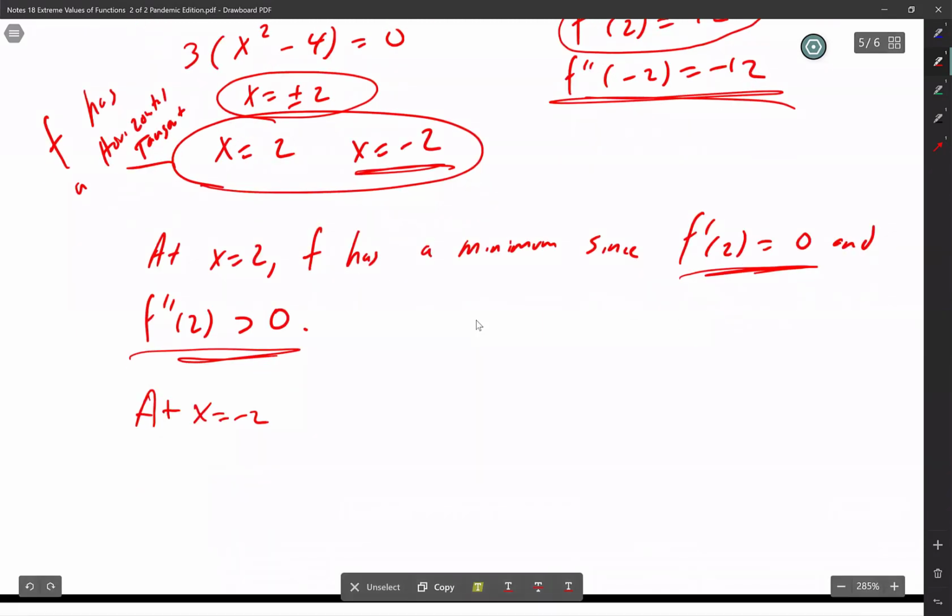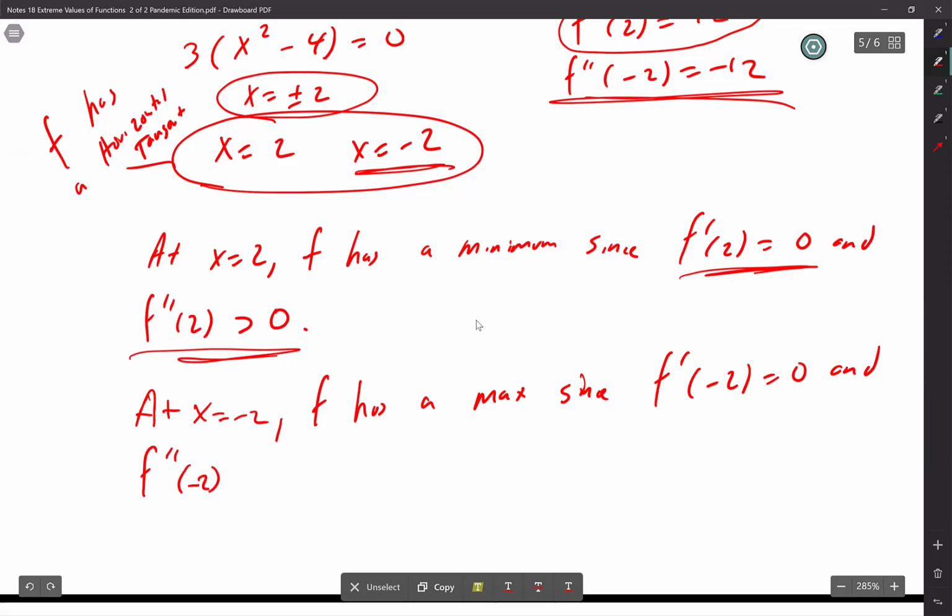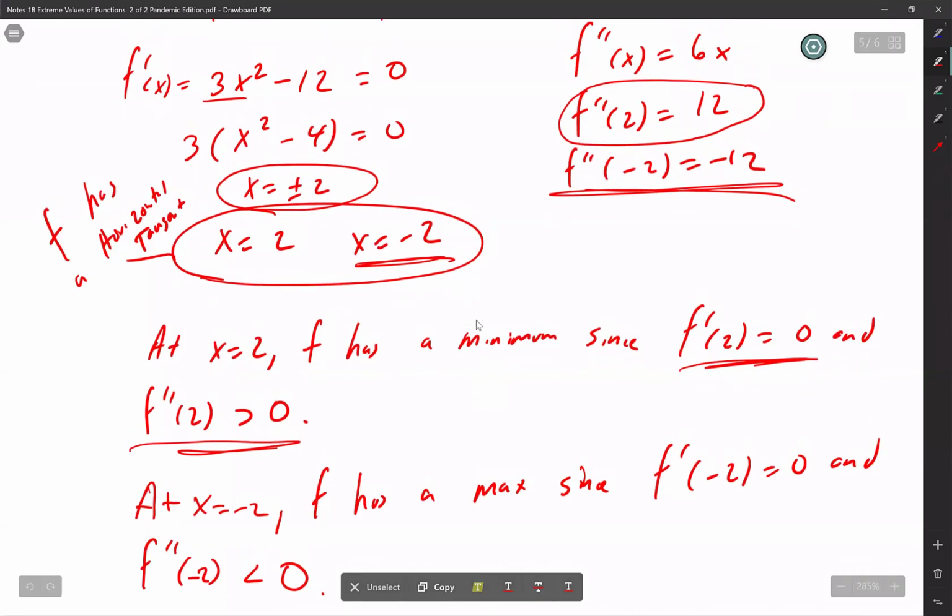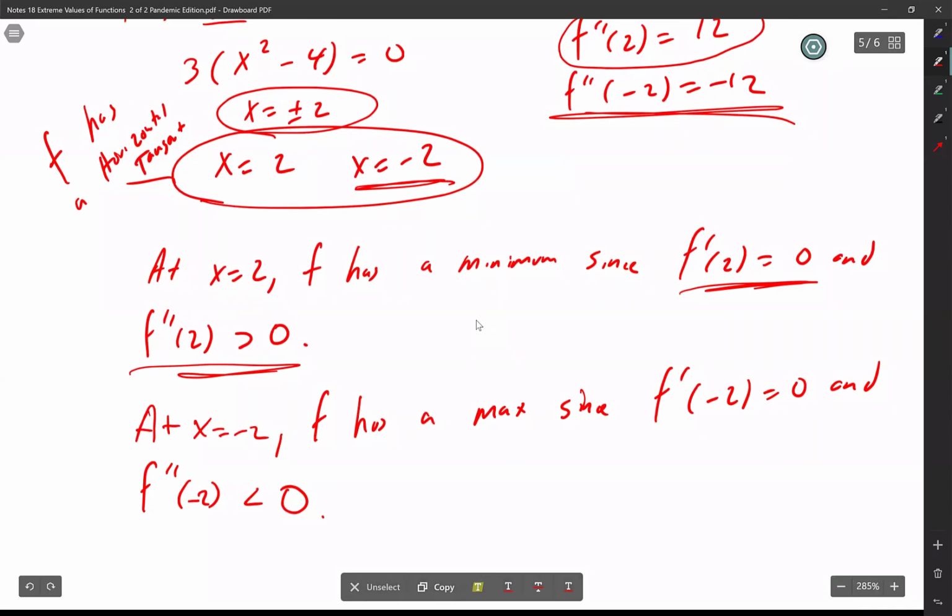So I'm going to put at x equals negative 2, f, notice that I'm being very specific, has a max since f prime of negative 2 equals 0. That indicates a horizontal tangent. And f double prime of negative 2 is negative. Does that make sense, guys? Yes.